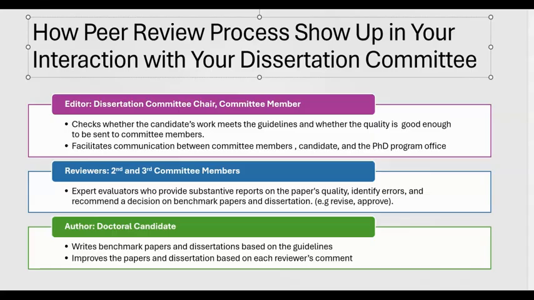The author is a doctoral candidate, and the candidate will write benchmark papers like SSP, DSP, and QP, with DSP only for ID students. And then they will also write a dissertation proposal and dissertation based on the program's guidelines. Candidates are expected to improve their papers and dissertation based on each reviewer's comments.